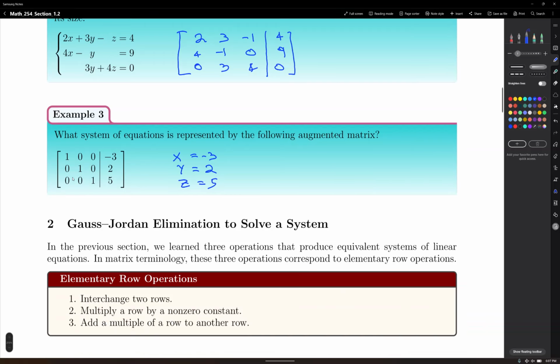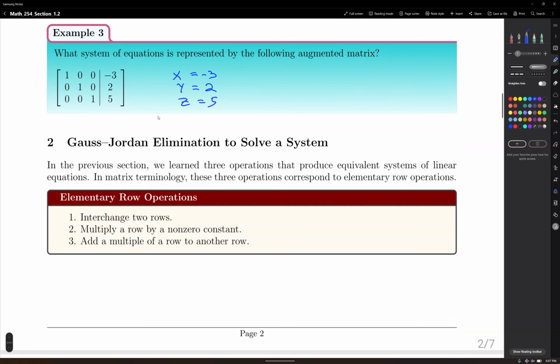So, Gauss-Jordan elimination, what can we do? Well, rather than talking about equations, now we talk about a row. We can interchange rows. We can multiply a row by a non-zero scalar or constant, or we can add a multiple of a row to another row. Aren't those the exact same row equation operations from the previous section, except that now we have matrices and we do this with the rows? That's all. All right.